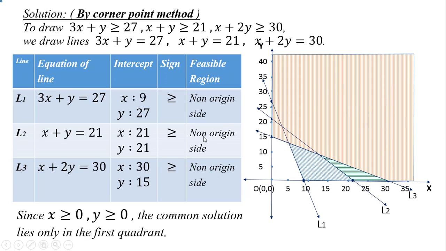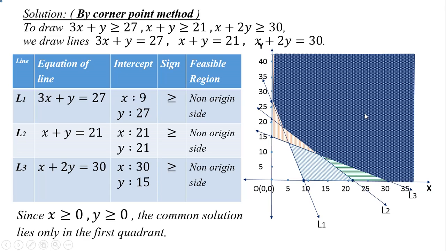So we denote the solution sets of all the 3 inequations. Now we want to find the common solution set, the common region of all the 3 inequations. Okay. So if we consider the common region, which is the non-origin side of L1, the non-origin side of L2 and the non-origin side of L3, we get this region. This blue region is the common solution of all the 3 inequations.